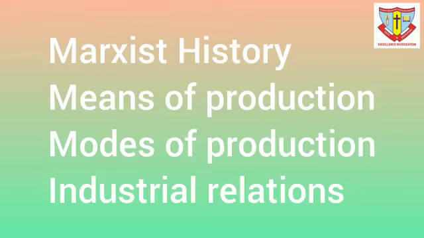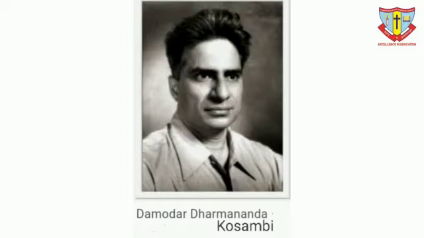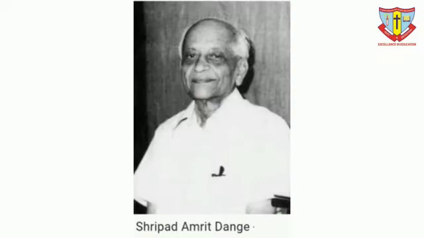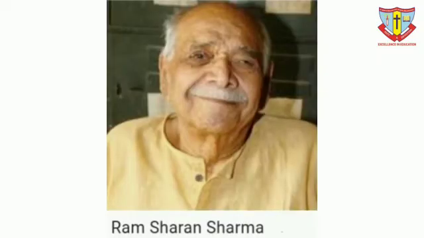The concern for the means of production, modes of production and the industrial relation were at the center in the writings of Marxist historians. Accordingly, to analyze the impact of every social event of significance has remained the basic theme of Marxist historiography. Marxist historians in India studied the transition within the caste system. Among the notable Indian historians who adopted Marxist ideological framework, scholars like Damodar Dharmanand Kosambi, Comrade Shripad Amrit Dange, Sharan Sharma, Comrade Sharad Patil have contributed notably.